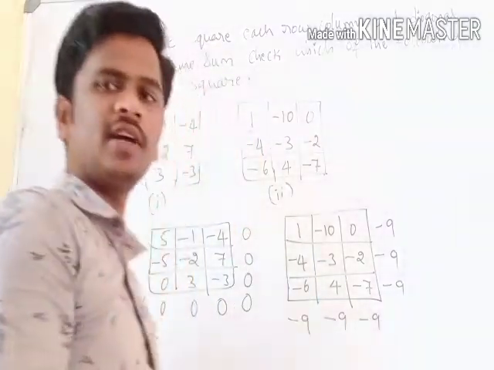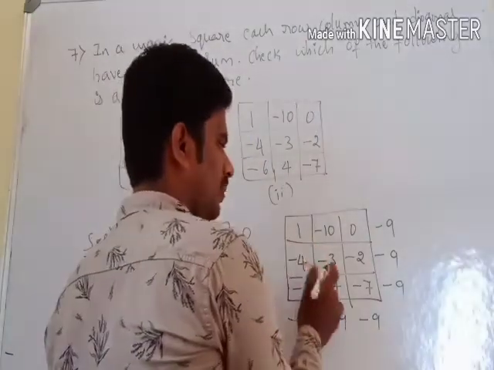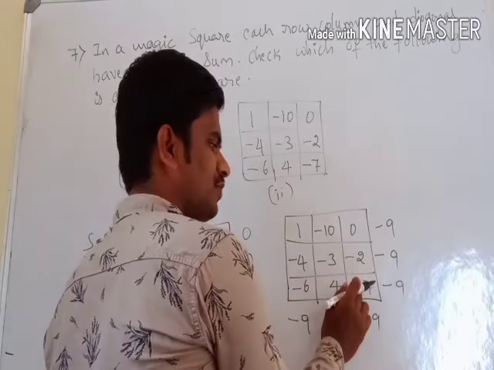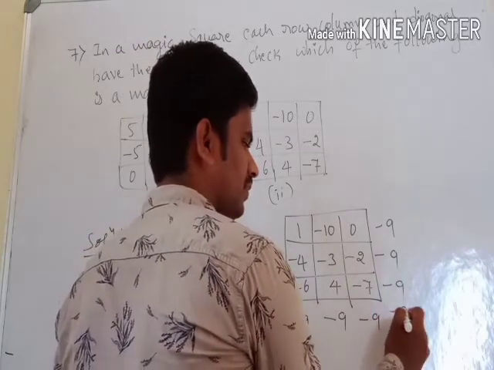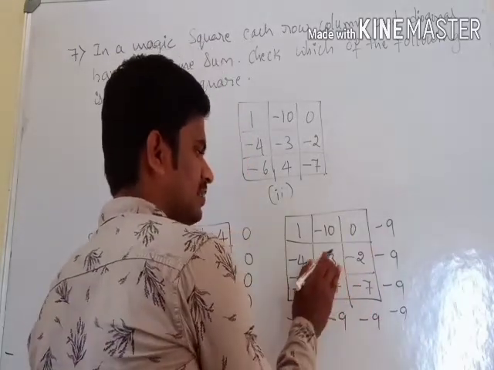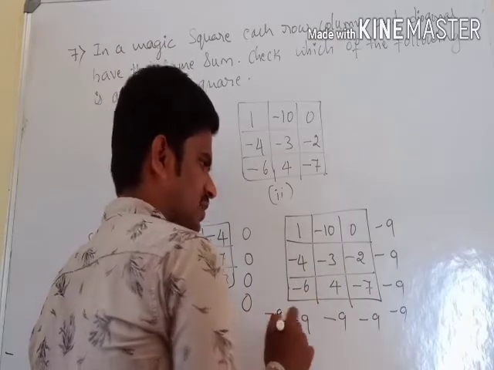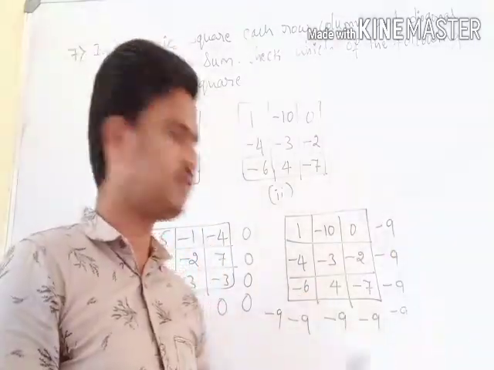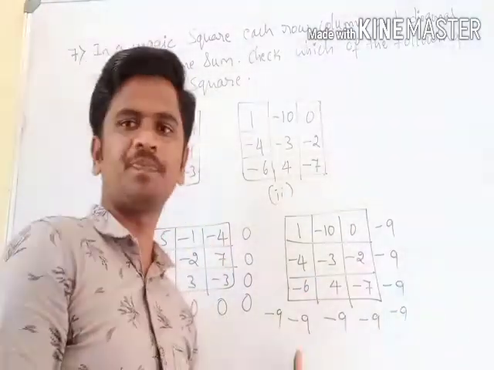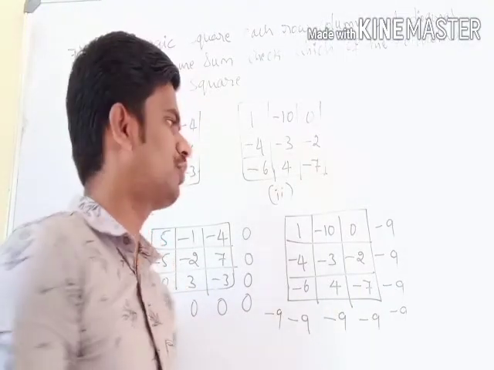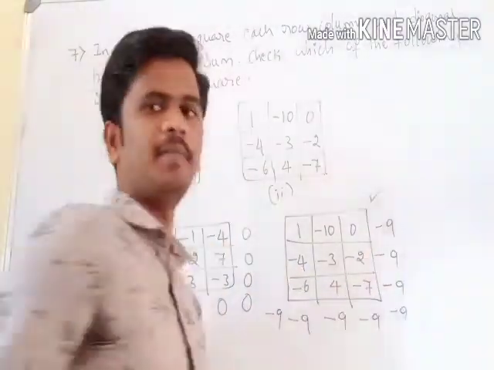Now you check along the diagonal. 1 minus 3, minus 2, minus 2, minus 7, minus 9. Minus 3, minus 6, that is also minus 9. Observe this one. All sums are the same, that is minus 9. So we can say that this is a magic square.